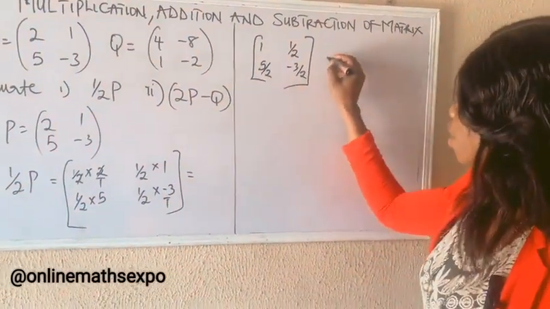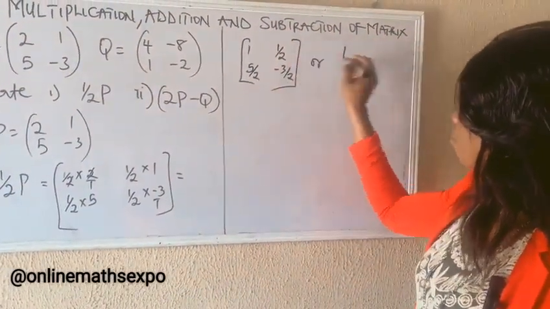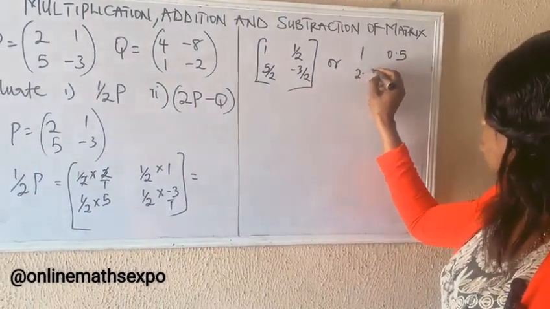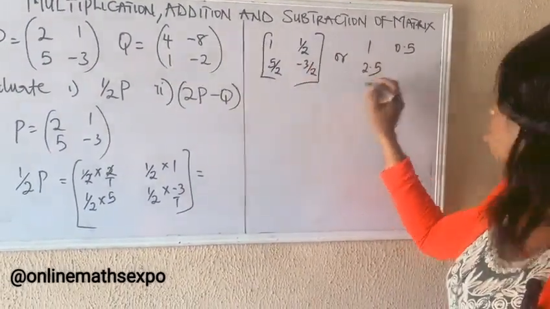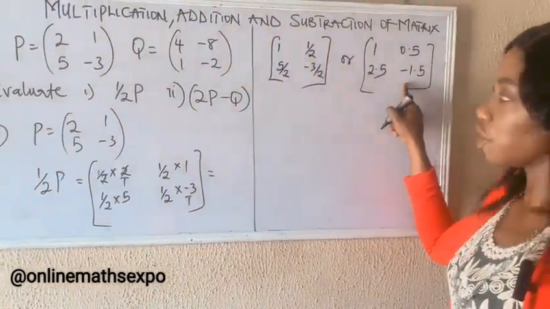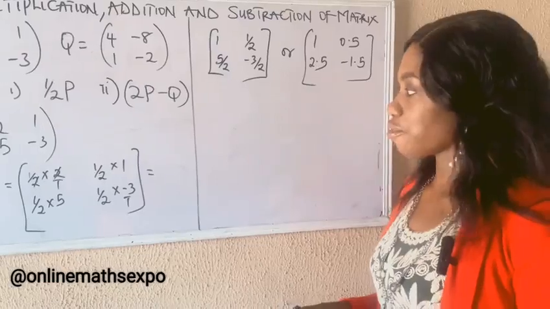You can also leave it this way. This is 1. Half is the same as 0.5. 5 over 2 will give us 2.5. And minus 3 over 2 will give us minus 1.5. So you can leave it as a decimal. You can also leave it as a fraction.